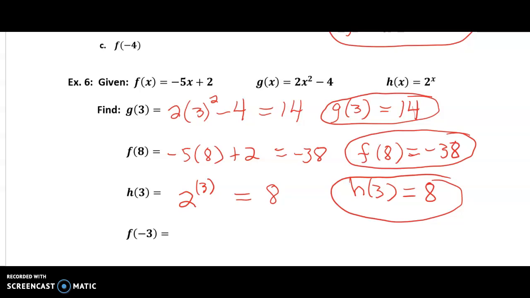H of 3. We're going to take the h of x function and plug 3 in for x. Here, x is an exponent, so we get a value of 2 to the third power, which is 8. So h of 3 equals 8. Evaluating the function h at an input value of 3 gives you an output value of 8.